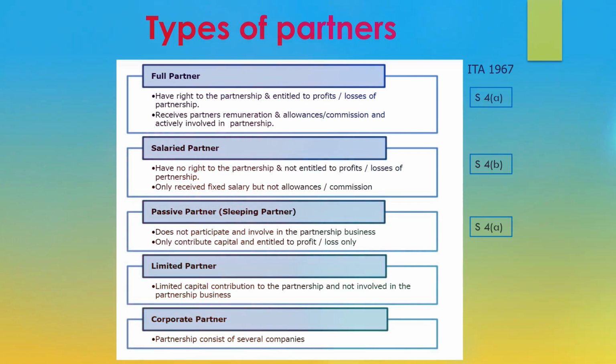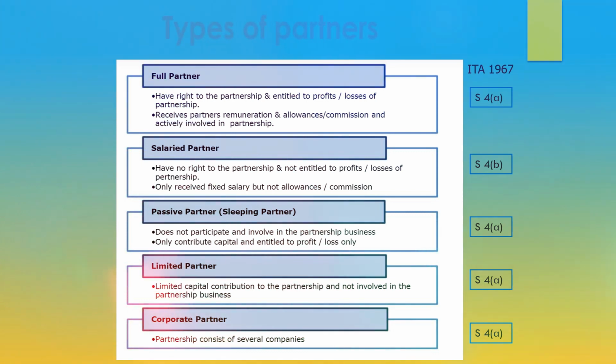Number 4, limited partner. Limited capital contribution to the partnership and not involved in the partnership business. Okay, for this person the income would be under section 4A, business income, and number 5 is corporate partner, a partnership that consists of several companies and becomes a partnership. Right? So this would be under section 4A too.